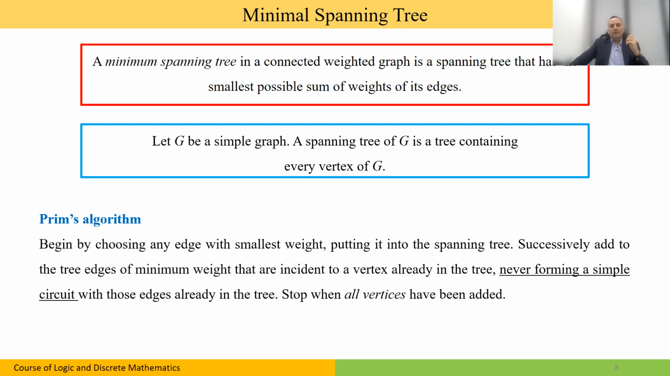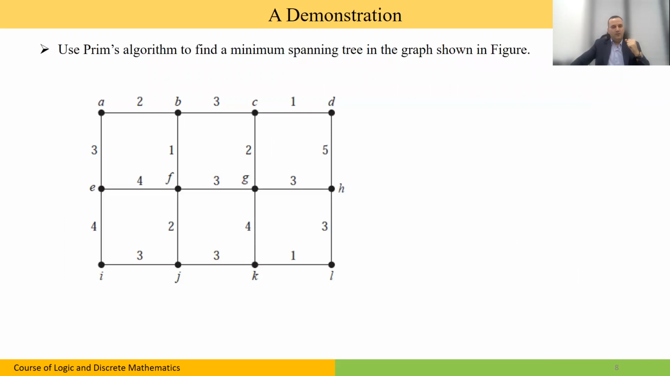We start by choosing any edge with the smallest weight. Then we add to the tree edges of minimum weight that are incident to a vertex already in the tree, under one condition: never forming a simple circuit. And we stop when all vertices have been added. Let's have an example here to demonstrate the algorithm.